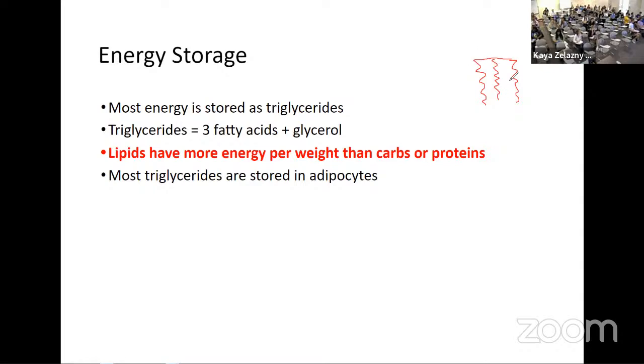And we happen to store them in a specific cell type called an adipocyte. So that's a fat cell, the adipocyte. So "cyte" at the end tells you it's a cell type, that's for cell. Adipose tissue would be like fat tissue. But the specific molecule is the triglyceride.